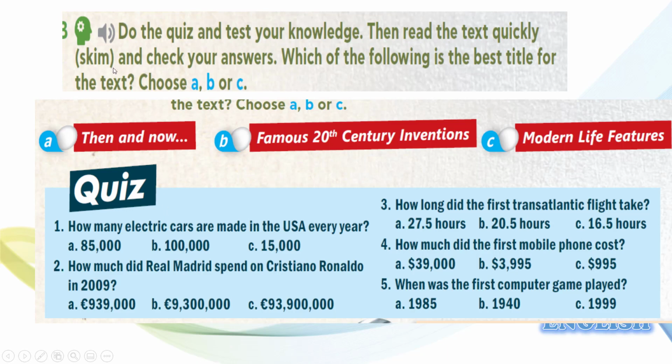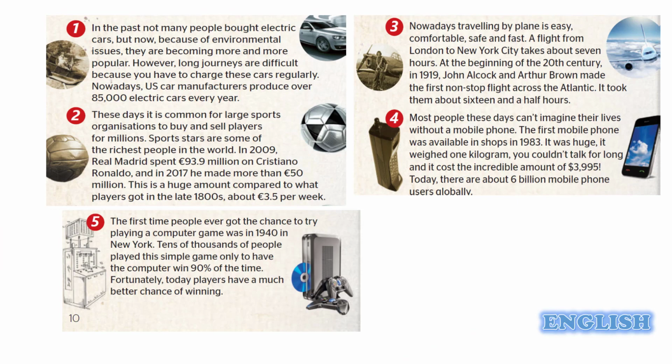Now, let's read the text quickly and check our answers. Look here. Where can you find an article like this? Yeah, in a magazine. So, what is it talking about? 1. Look, let's read. In the past, okay. And the number 2, these days. And the number 3, nowadays. And number 4, most people these days. So it's about the present and about the past.